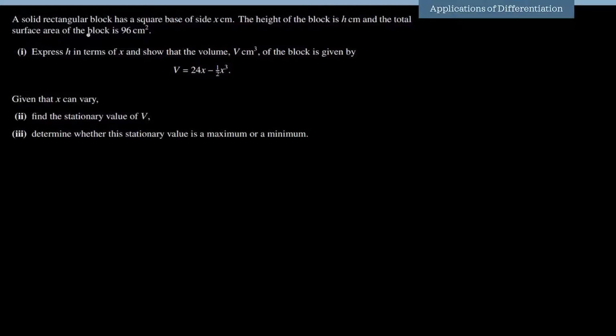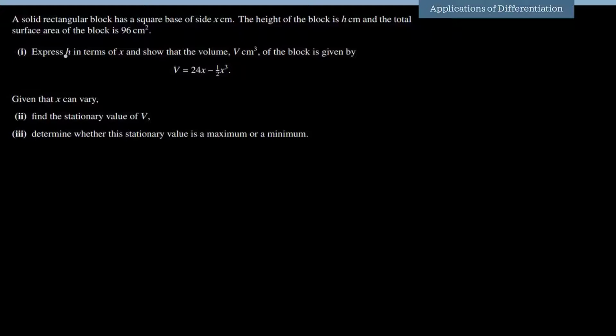A solid rectangular block has a square base of side x centimeters. The height of the block is h centimeters and the total surface area of the block is 96 centimeters squared. In the first part of the question, it is asked to express h in terms of x and show that the volume V of the block is given by V = 24x - 1/2 x cubed.